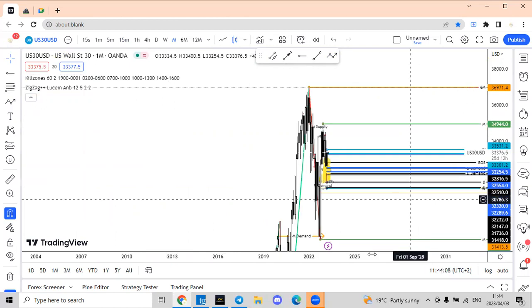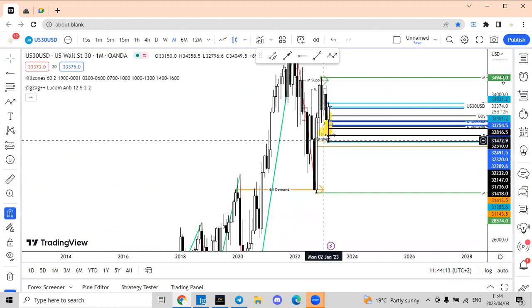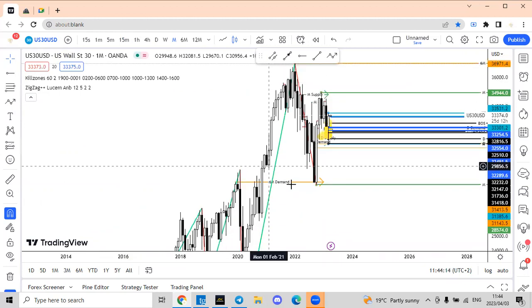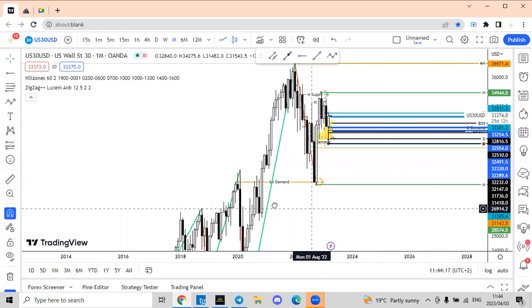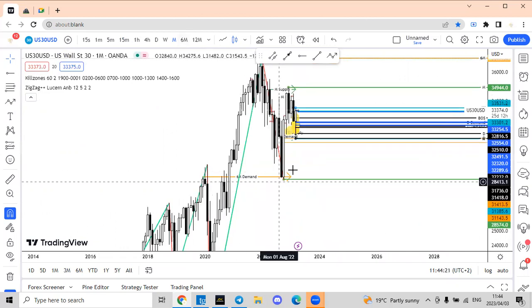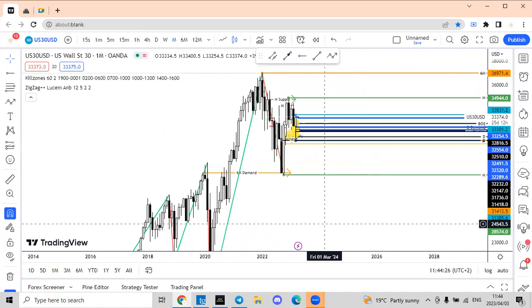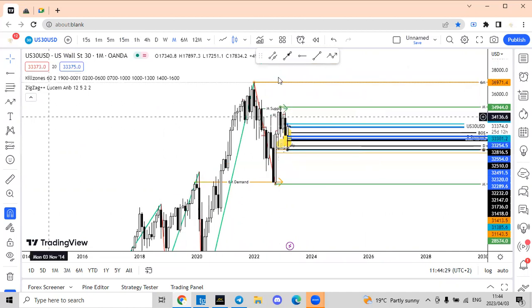You understand? This monthly high, because that monthly high is supported by what? By 6 months demand. You understand? Because this is a demand of 6 months. So actually, I should have targeted this 6 months high. You understand? So it's possible that price of US30 can go up to 6 months.